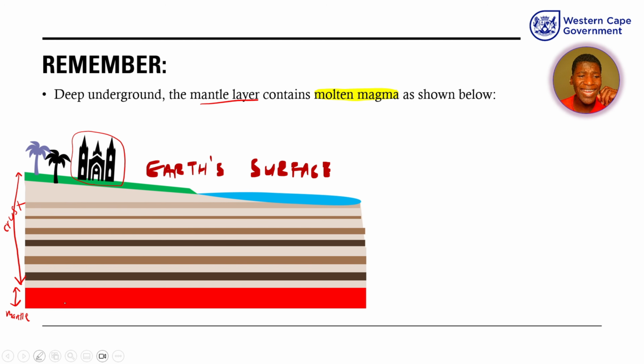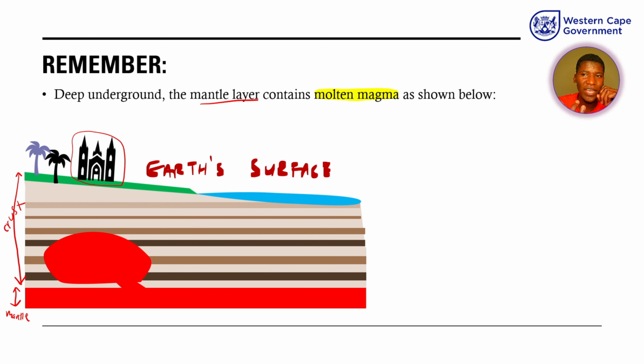And when it rises and comes up to the Earth's surface, sometimes it cannot reach the Earth's surface. It cannot pass through the layers of rocks that we find at the crust. So look at this. This is the magma rising up, trying to reach the Earth's surface. But it can happen that it fails to reach the Earth's surface, and then it will just form something like this. It will just become a solid.